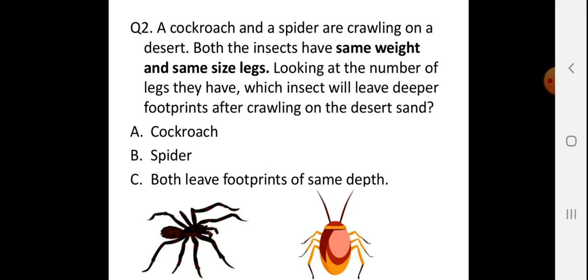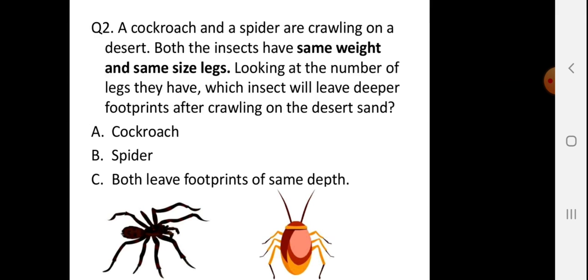A cockroach and a spider are crawling on the desert. Both insects have the same weight and same size legs. Look at the number of legs they have. Which insect will leave the deeper footprint after crawling on the desert? You can check the numbers. Both have, okay. So who will have the deeper ones? You can check it and give me the answer in the doubt session. Whoever has the least surface area will have the highest pressure.